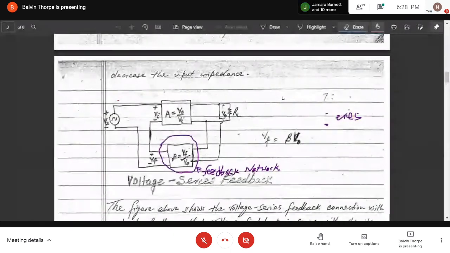So if we should analyze this voltage series network, which if we should analyze this, is all of the net.